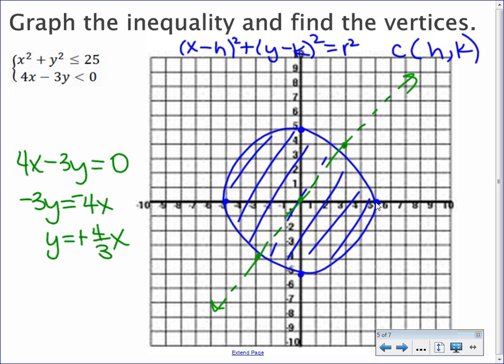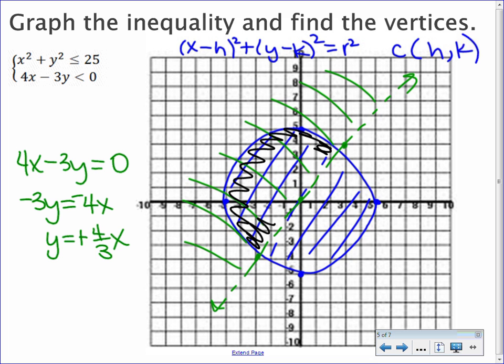And what side? Where do I shade? We can't pick 0, 0. Can't pick 1, 1. How about 1, 0? Yeah, I like that. Does 1, 0 satisfy this? No. 4 minus 0 is 4. It's not less than 0. So we shade away from that, which means my intersection is in here.